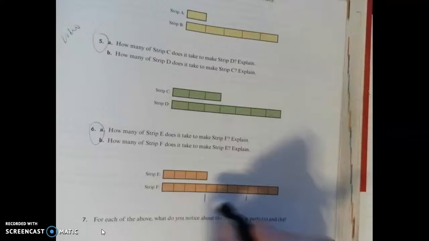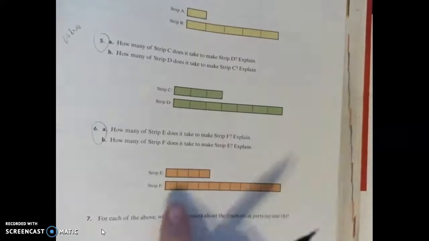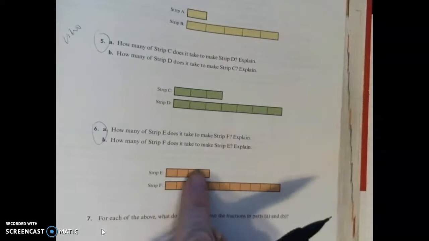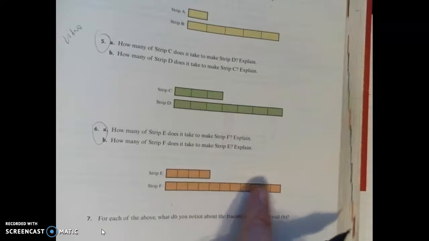And then the last one is how much of strip F does it take to make E? Well, again, F is really long, and if I'm going to make E, I don't even need all of it, but I do need 1, 2, 3, 4 strips out of 1, 2, 3, 4, 5, 6, 7, 8, 9, 10, 11. So I would need 4 out of the 11.